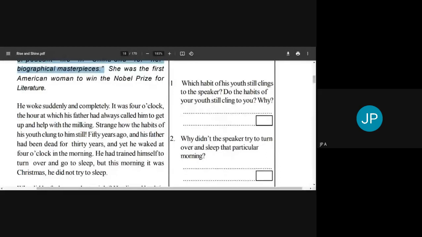So that's the same technique that is used here by this writer, and she is narrating this story in the nature of a flashback. So here the central character, the boy, is already an old man.